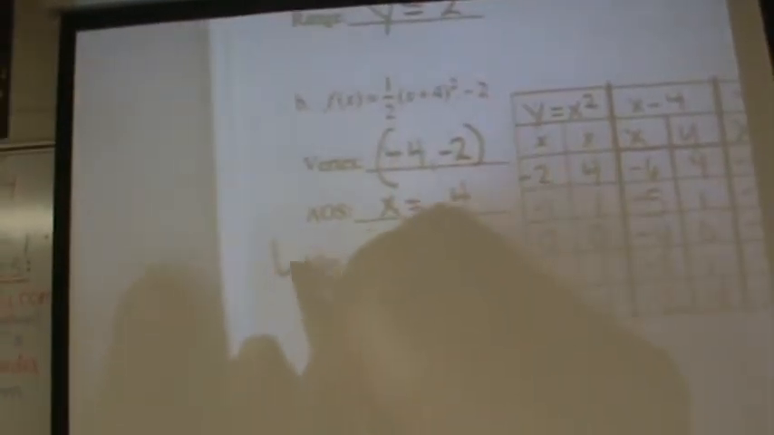And what are our items here? What's our vertex? -4, -2. Check it out. Did it match? Yes. X equals -4. This is a minimum because it's U-shaped like that. Our y-intercept, where is this thing hitting the y-axis?